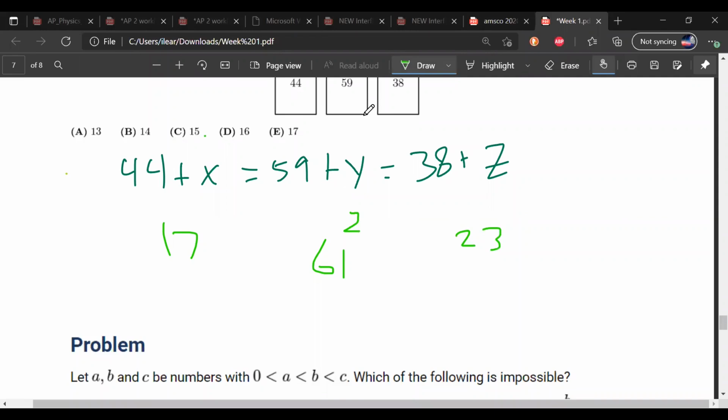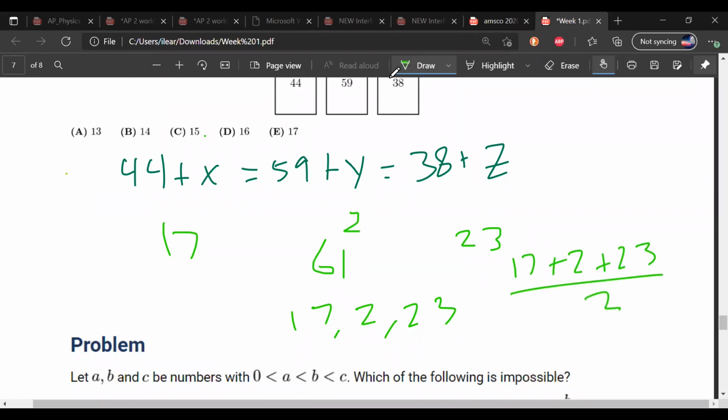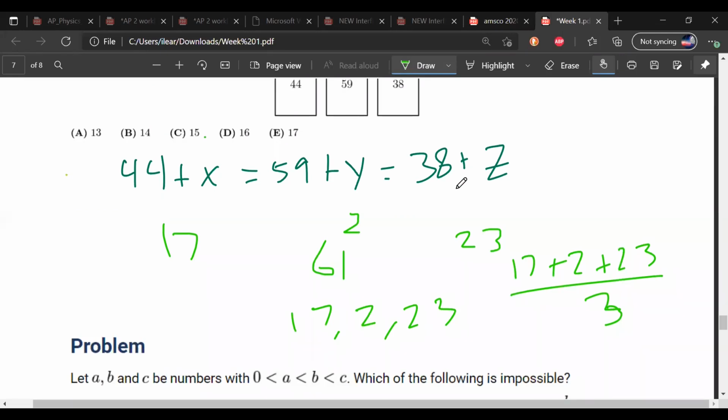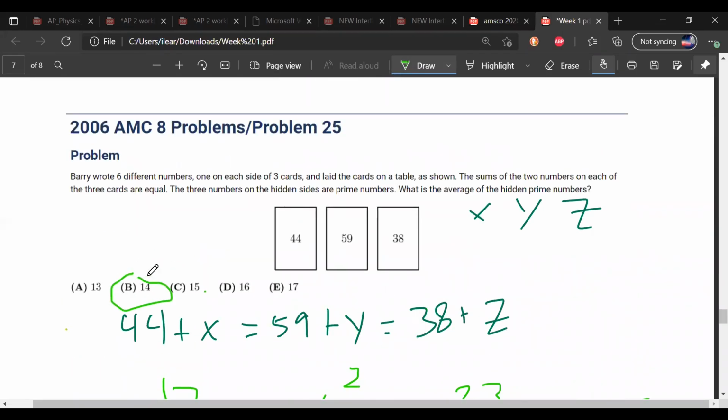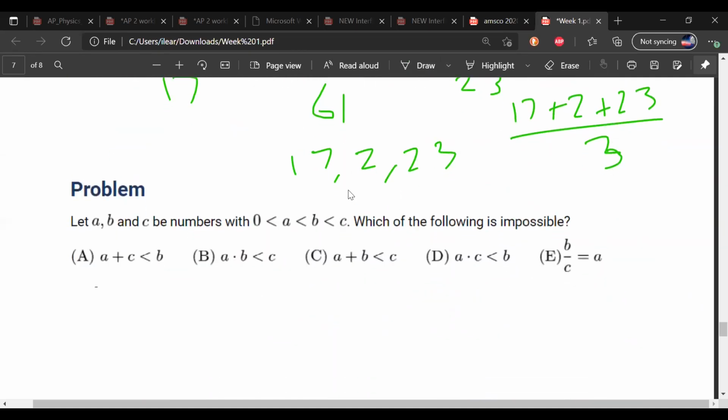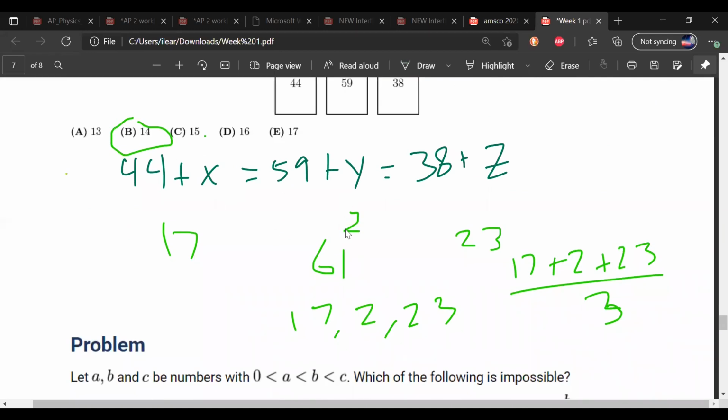So essentially, what is the average? Now we want the average of 17, 2, and 23. So 17 plus 2 plus 23, over 3. 17 plus 23 is equal to 40. 40 plus 2 is equal to 42, over 3 is equal to 14. Yay! What a nice solution. Although we relied more on number theory for this problem, I still think it's worthy to be included in the algebra handout because it's a nice mindset to always approach any type of problem with.